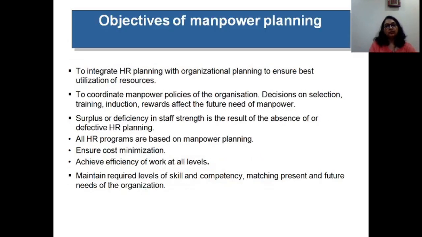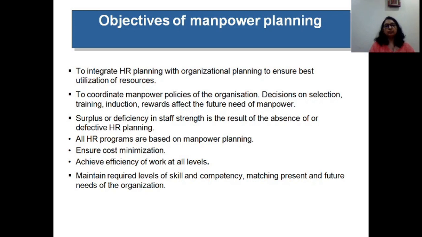Now, there are certain objectives of manpower planning. Firstly is to integrate HR planning with organizational planning to ensure best utilization of human resources. So HR planning should be integrated with the plans of the organization. It should not be a standalone task, and that will ensure best utilization of resources.